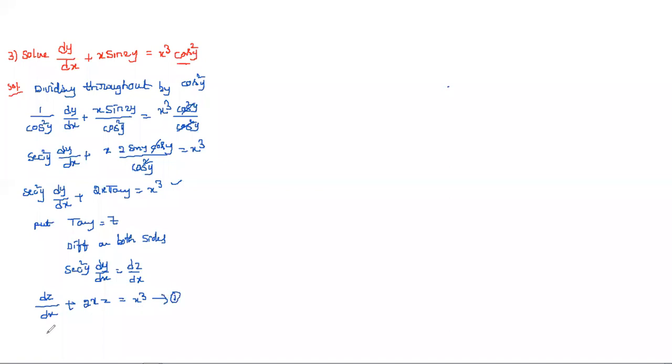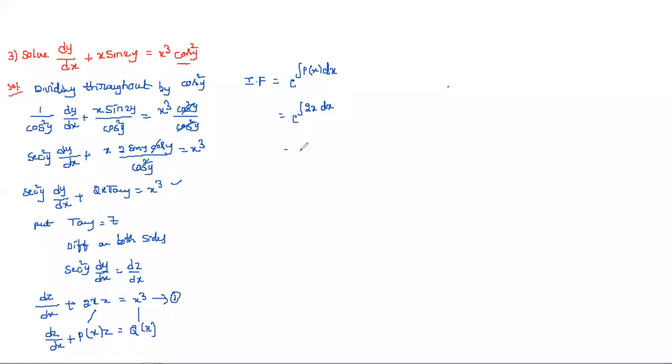So equation 1 is a Leibniz's linear equation in terms of z, and it is of the form dz by dx plus p of x into z is equal to q of x. So where p of x is equal to 2x and q of x is nothing but x cube, and you can follow the procedure now. What about integrating factor here? So integrating factor is nothing but what we are choosing, e power integral p of x dx. So this is equal to e power integral p of x, which is 2x dx.